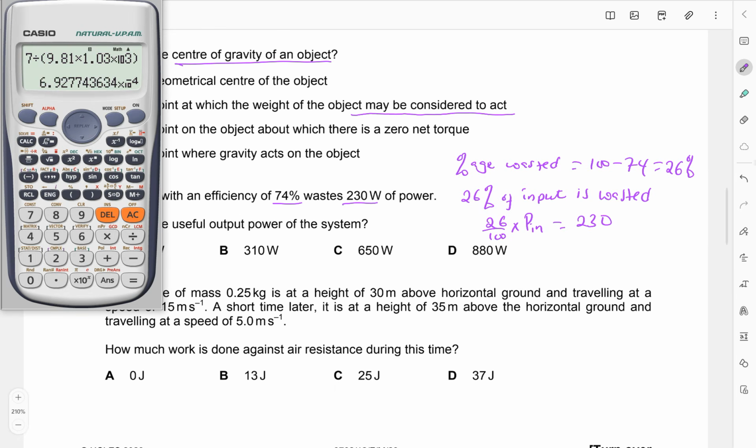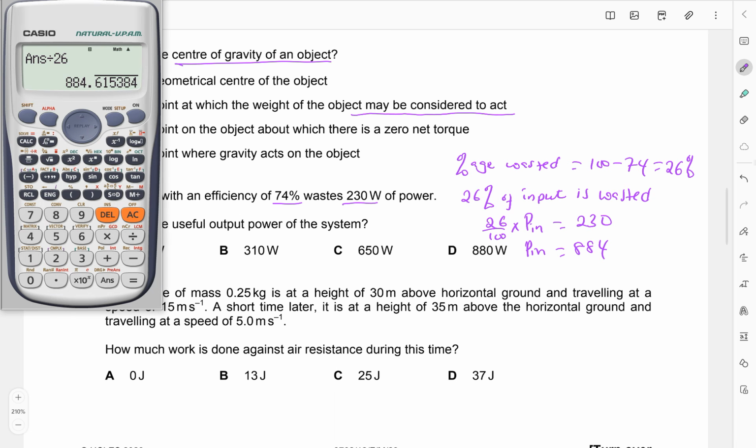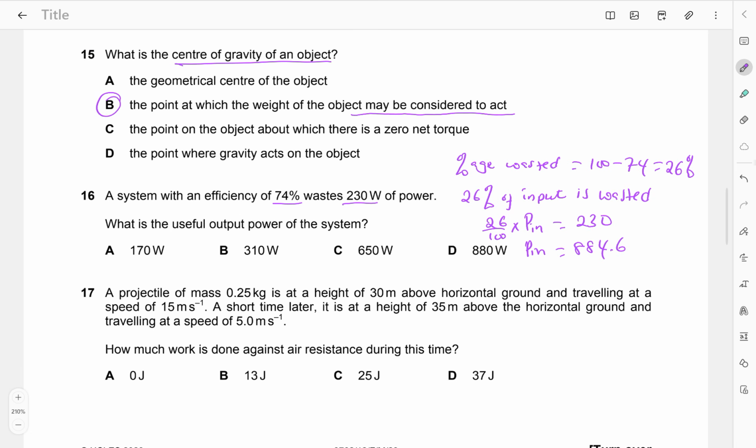So let's check power input. The power input is going to be 230 times, cross multiplying, 100 divided by 26. So the power input is 884.6 watts. That is power input. Note that we want the power output. This is the power wasted. So power output is equal to the power input minus the power wasted.